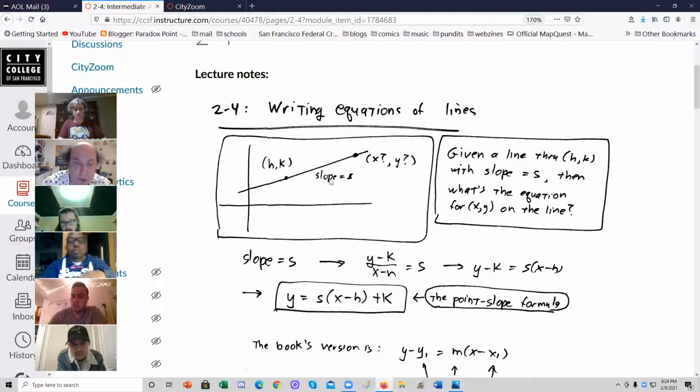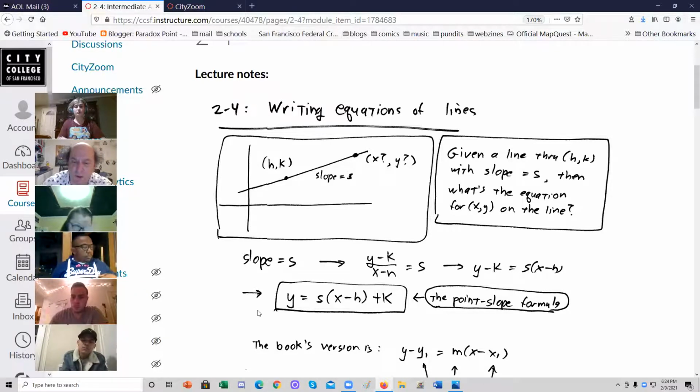All right. Well, there's an equation already. Slope equals s. It always helps to start from an equation. And the slope is the change in y over the change in x. Change in y is y minus k. Change in x is x minus h. So y minus k over x minus h equals s. And you transpose the x minus h: y minus k equals s times x minus h.